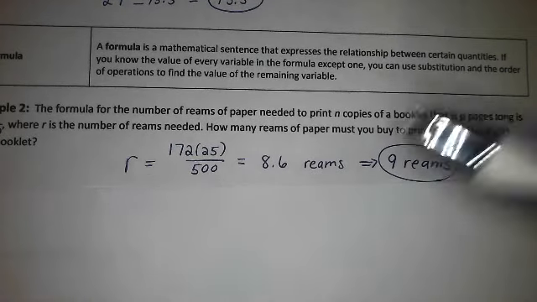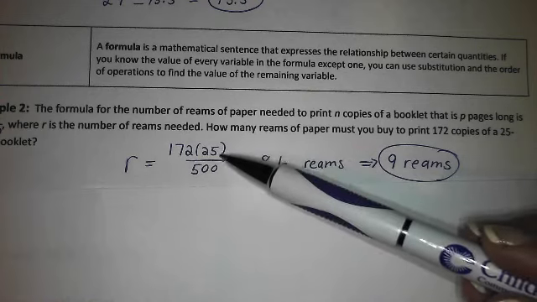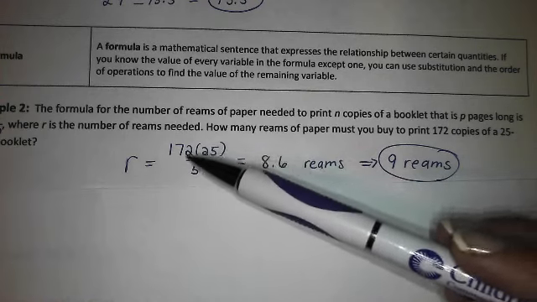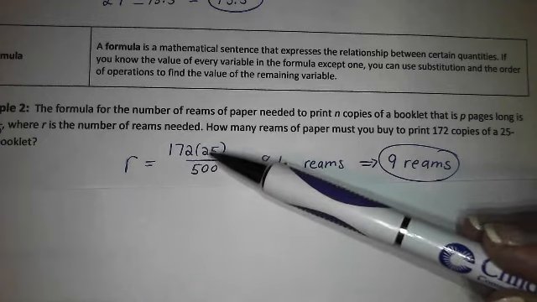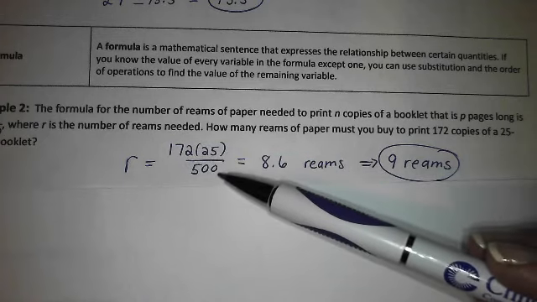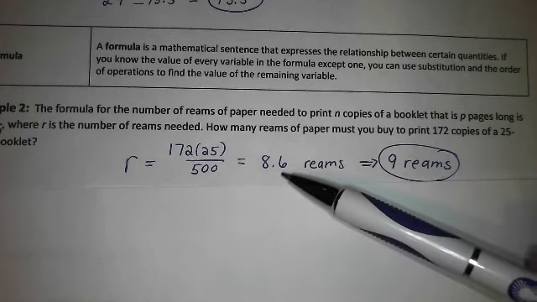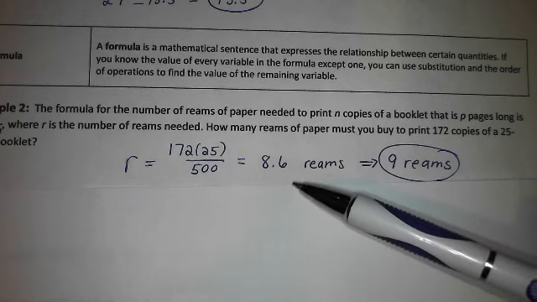We know that we have 172 copies to make. We know that each of those are 25 pages. So that's going to give us a total number of pages that we will need to run off and copy. We know that every ream of paper has about 500 sheets of paper. So dividing that by the 500, that means that we would need 8.6 reams of paper.